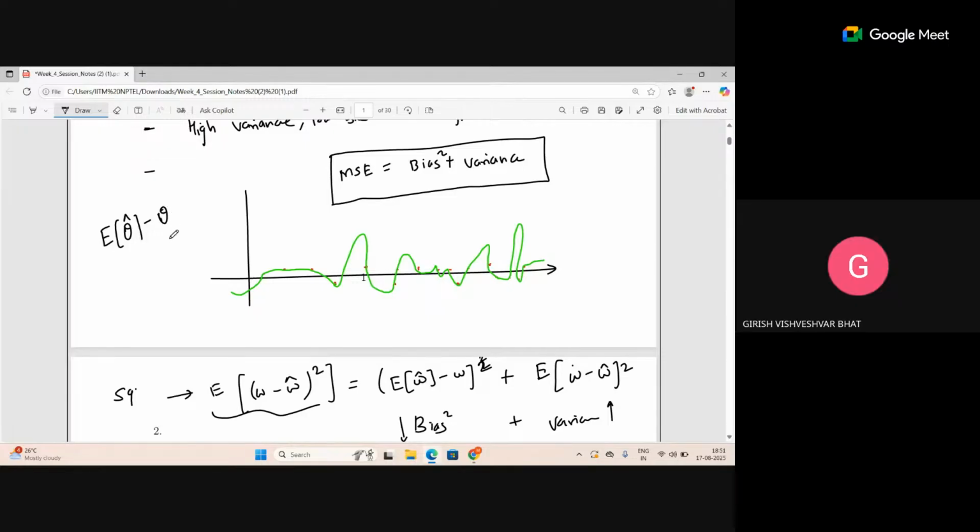Yes, original parameter minus this. Let's say theta is your parameter for the distribution, right? And when I say unbiased estimator, then the expected value is equal to theta, right? So in that case we are saying that whatever distribution you choose here will give me a parameter that is exactly the same as that of the original data.